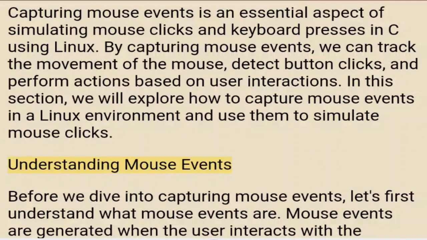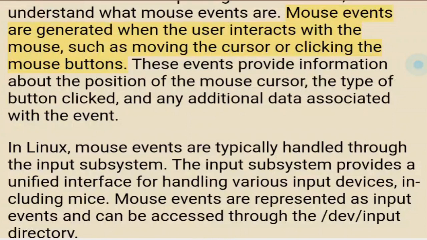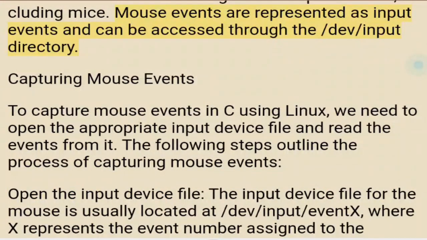Understanding mouse events. Before we dive into capturing mouse events, let's first understand what mouse events are. Mouse events are generated when the user interacts with the mouse, such as moving the cursor or clicking the mouse buttons. These events provide information about the position of the mouse cursor, the type of button clicked, and any additional data associated with the event. In Linux, mouse events are typically handled through the input subsystem. The input subsystem provides a unified interface for handling various input devices, including mice. Mouse events are represented as input events and can be accessed through the /dev/input directory.